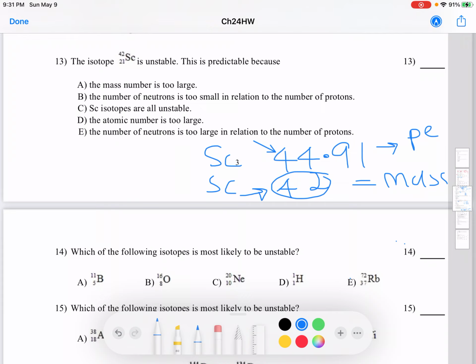So let's look at the first option. The mass number is too large. It doesn't tell us anything. The number of neutrons is too small in relation to the number of protons. So that's the correct one. Scandium isotopes are all unstable. Atomic number is too large. The atomic mass is 44.91, we cannot say it's too large. It's based on the number of protons and neutrons. The number of neutrons is too large in relation to the number of protons. So these two, but we just found out that the number of neutrons is not too large, it's too small in relation to the number of protons. Okay.